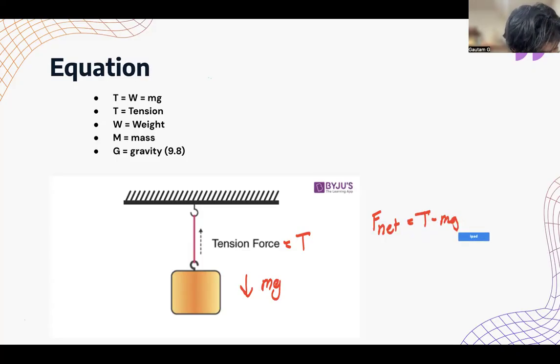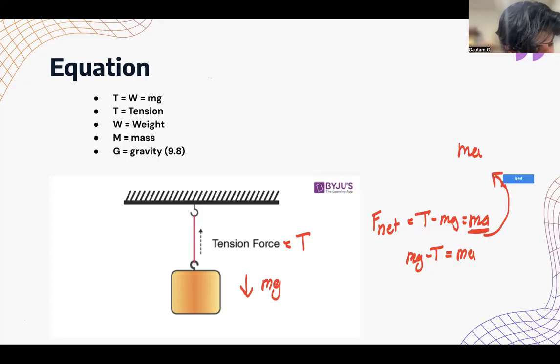You can do mg minus T. It doesn't really matter, because what matters is the acceleration, right? F net equals mass times acceleration. What I'm trying to get at is this is basically telling us how this object moves. This mass times acceleration tells us if this mass is moving downwards or upwards, right?